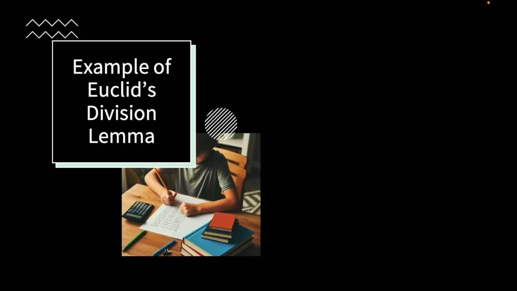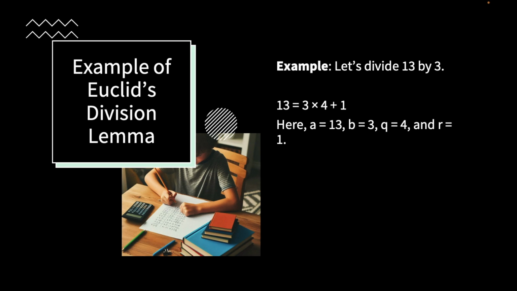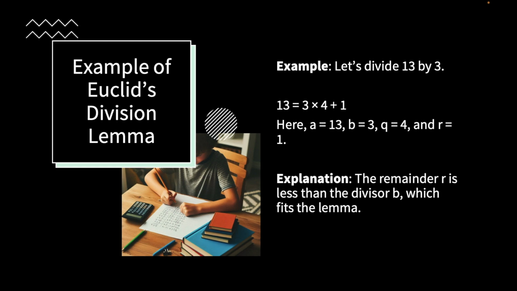To illustrate Euclid's division lemma, let's take 13 and divide it by 3. Using this method, we can say that 13 equals 3 times 4 plus 1, where 1 is the remainder. Here, a is 13, b is 3, q is 4, and r is 1. This equation fits the condition of the lemma because the remainder is less than the divisor b. This process can be used for any two positive numbers.